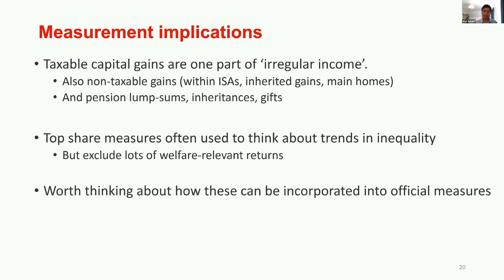Similarly, inheritances and gifts, again, we know are weighted towards the top. So our measures of inequality are going to be heavily affected by the fact that we're choosing to exclude these things, and the things we're excluding tend to be weighted towards the top.